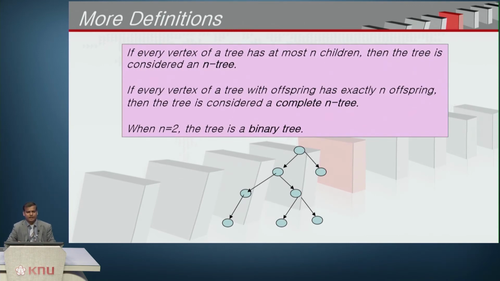If every vertex of a tree has at most n children, then the tree is considered an n-ary tree. And if every vertex of a tree with offspring has exactly n offspring, then it is called a complete n-ary tree. When n is 2 we call this binary, because everywhere you have 2 coming out, similar to the one shown here. Everything has 2.